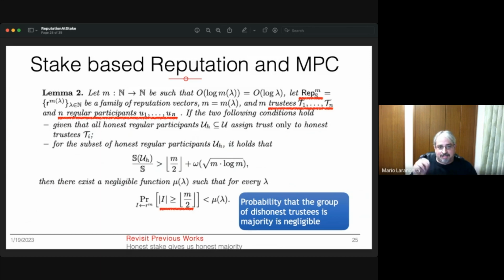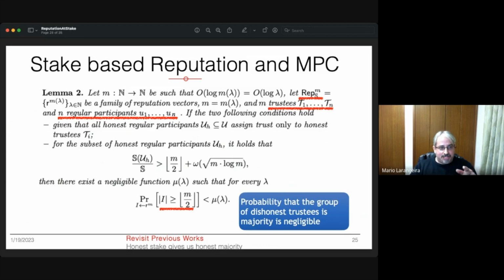They will just assign trust only to honest trustees. So that's one hypothesis that we are using. That also makes sense because, of course, in general that's not always true. People can be fooled. But since you can revoke easily, once the trustees show that they're not trustable, you can revoke it. So that's one motivation for this hypothesis.